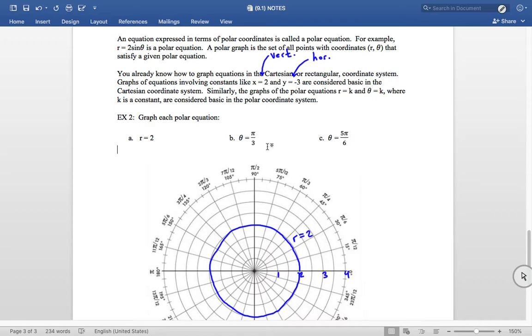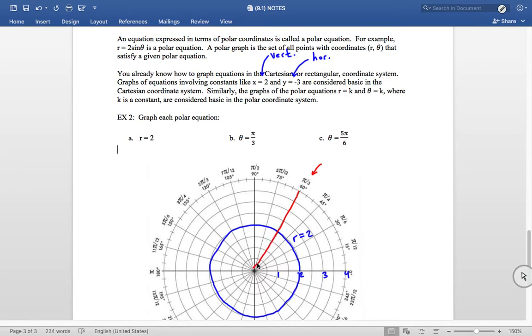How would I graph theta equals pi over 3? You know how I'm going to graph it? I think somebody in this class is going to tell me how to graph it. What shape would theta equal pi over 3 equal? Right there is pi over 3. How do you graph pi over 3? What? It's the whole line. That was Anna Stanley, everybody. It's the whole line.